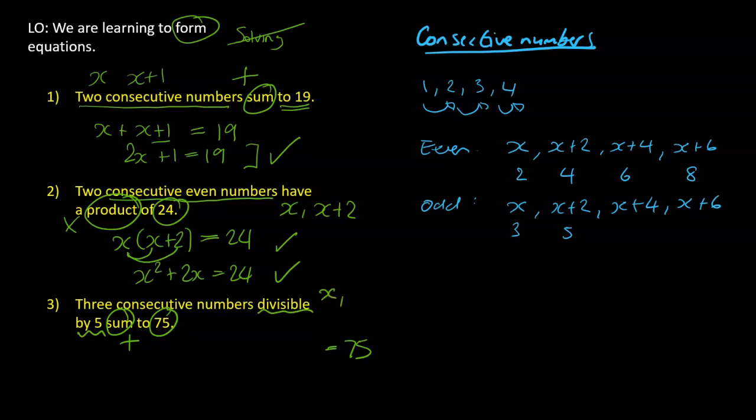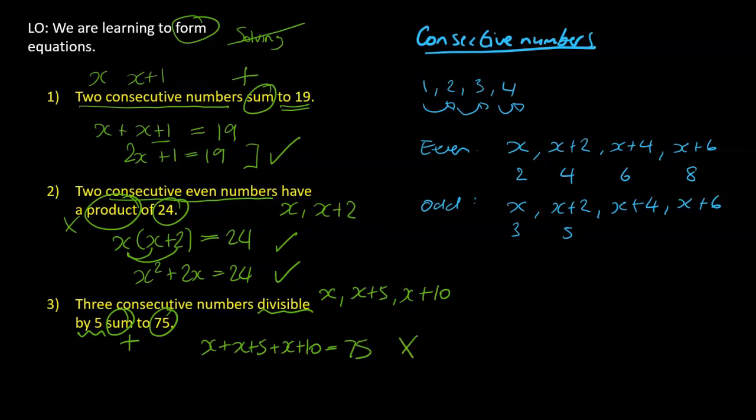If x is the first number, the next number divisible by 5 will be x plus 5, as opposed to adding 2 for even and odd numbers. The one after that, or the third one, would be x plus 10. So all of those three numbers, x, x plus 5, x plus 10, they would be three consecutive numbers which are divisible by 5. You then add them together, because we've been told to via the sum. There's going to be x plus x plus 5 plus x plus 10.